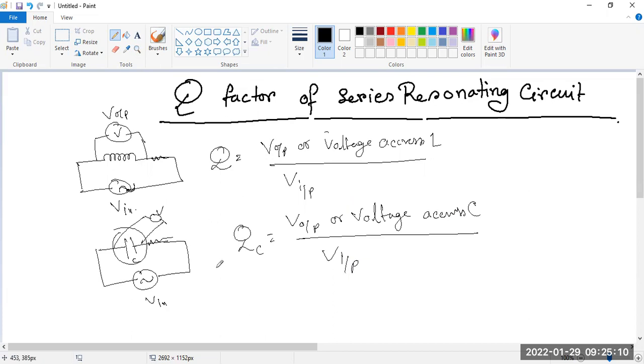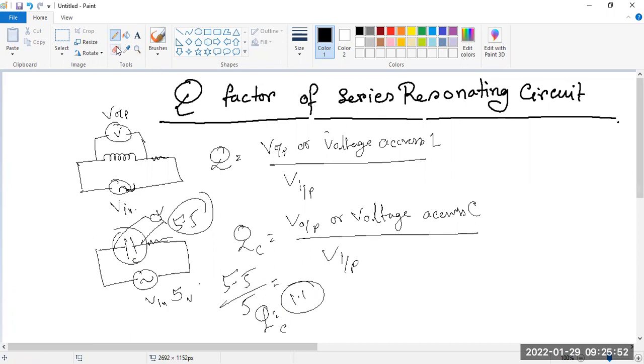This is called the Q factor, or sometimes the quality factor, or sometimes the storage factor, meaning how much voltage it will store. Say if you provide 5 volts, it may be 5.5 volts or something. So you can see some amplified voltage is there. 5.5 divided by 5 will give you 1.1. This is the Q factor of this C, the quality factor, or sometimes the storage factor.